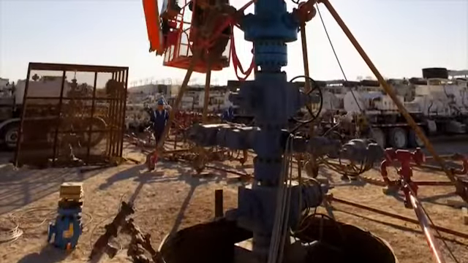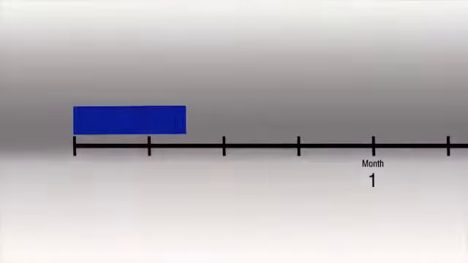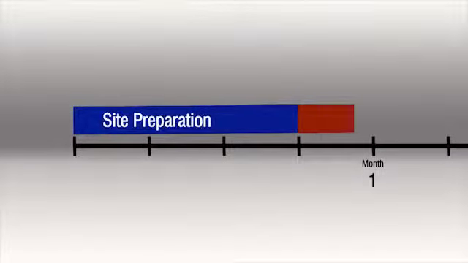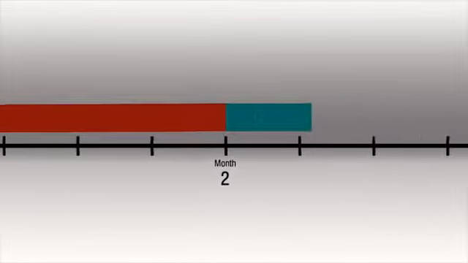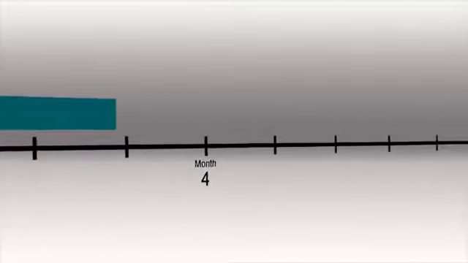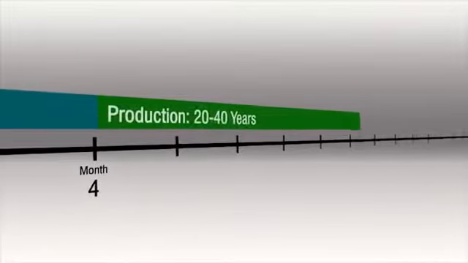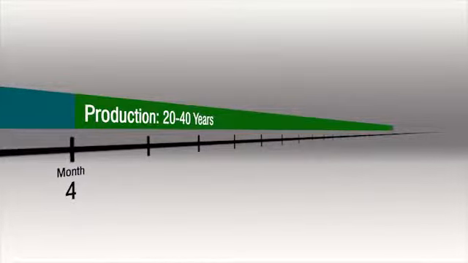The whole process of developing a well typically takes from 3 to 5 months: a few weeks to prepare the site, 4 to 6 weeks to drill the well, and then 1 to 3 months of completion activities, which includes 1 to 7 days of stimulation. But this 3 to 5 month investment can result in a well that will produce oil or natural gas for 20 to 40 years or more.